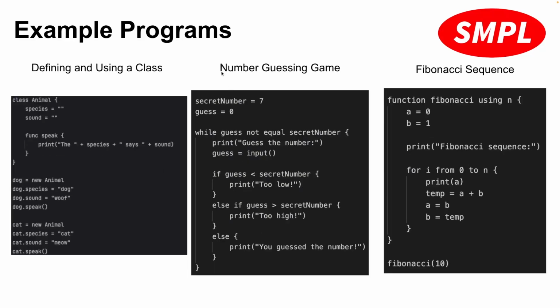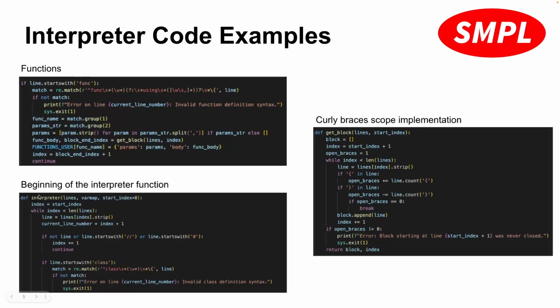And then moving on to example programs, I think instead of showing you these, I'm just going to show you them directly in VS Code. We can start down here with the beginning of the main recursive interpreter function. As you can see, we pass in the lines from the file, we have our var map, and then obviously our start index. And now down here, we're gonna start with the if statements: if line starts with class, we have this certain regex sequence, and then if it's not a match, we're gonna print a certain error.